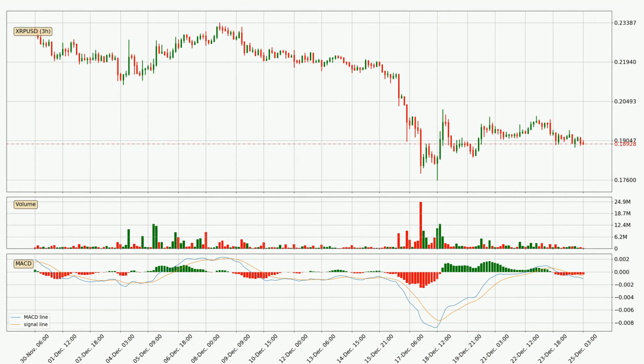Looking at the 3-hourly MACD, the MACD line is below the signal line, which shows that the current trend is on the downside. The MACD histogram shows that the momentum is currently strong, and it could be expected the price to go further to the downside.